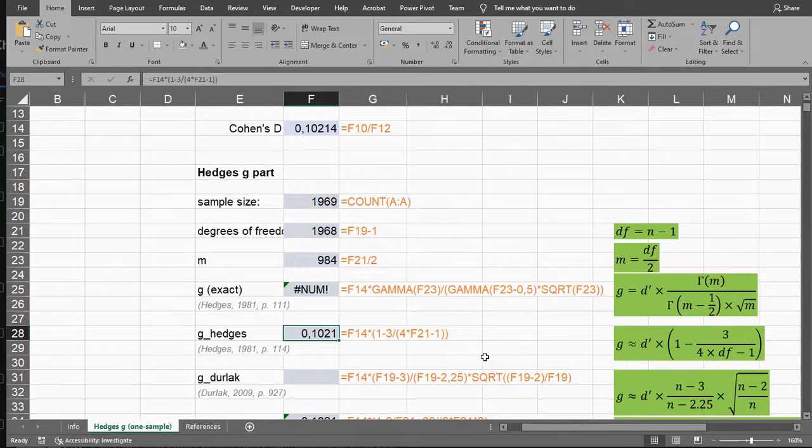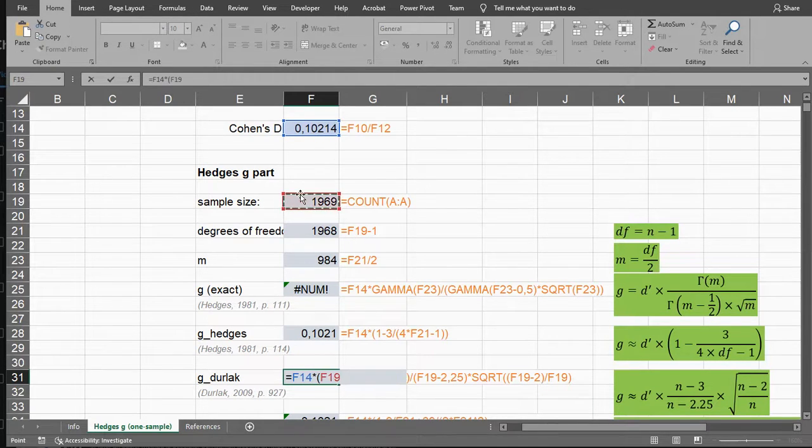Others have also come up with approximations, for example in Durlak, although I think that one was for paired samples, but okay. He says, well, you take Cohen's D and you multiply it with n minus 3, close the parentheses, divided by n, the sample size, minus 2.25, and you multiply all that with the square root of two sets of parentheses, n minus 2 divided by n. And that should give us a similar result as the other one. You might see with more decimals that there are small differences, not many, but okay.